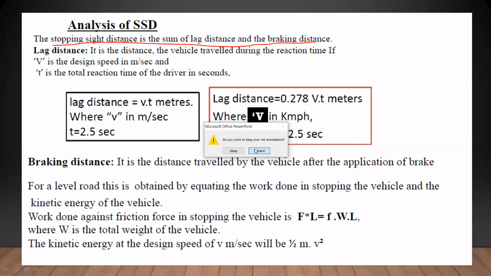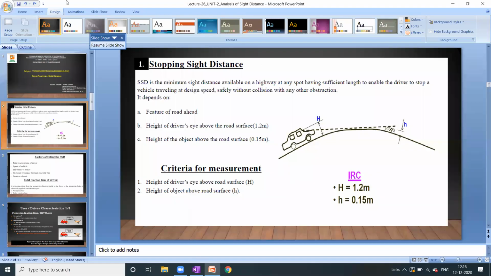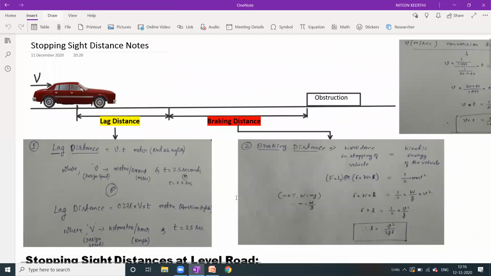I will be sharing another OneNote also. Just a minute. Here is the OneNote. I hope my screen is visible. Anyone can reply, is my screen visible? Can you see it clearly? Anybody there? You can unmute yourself. So you can see my screen. Yes, sir.